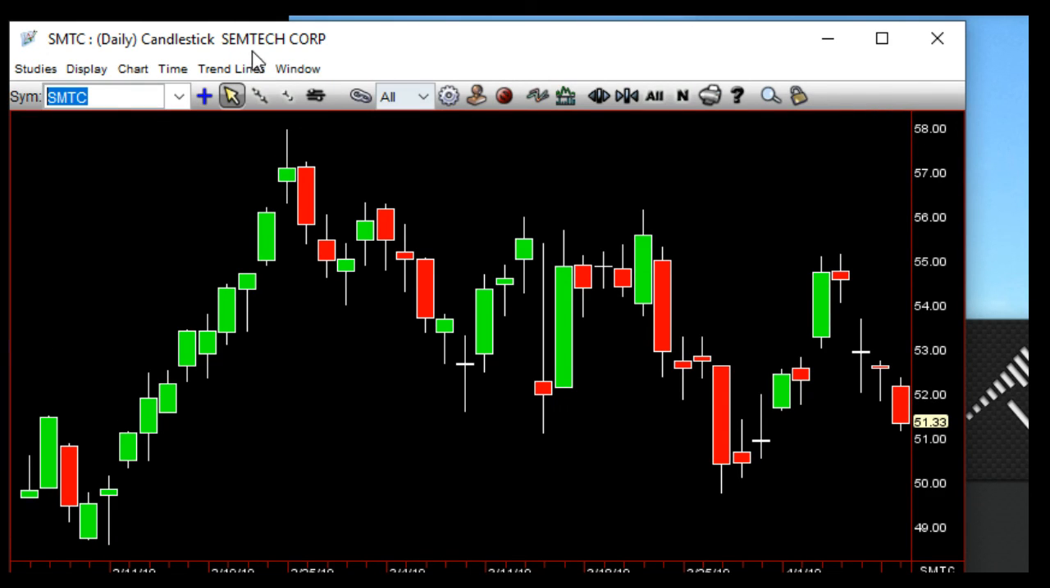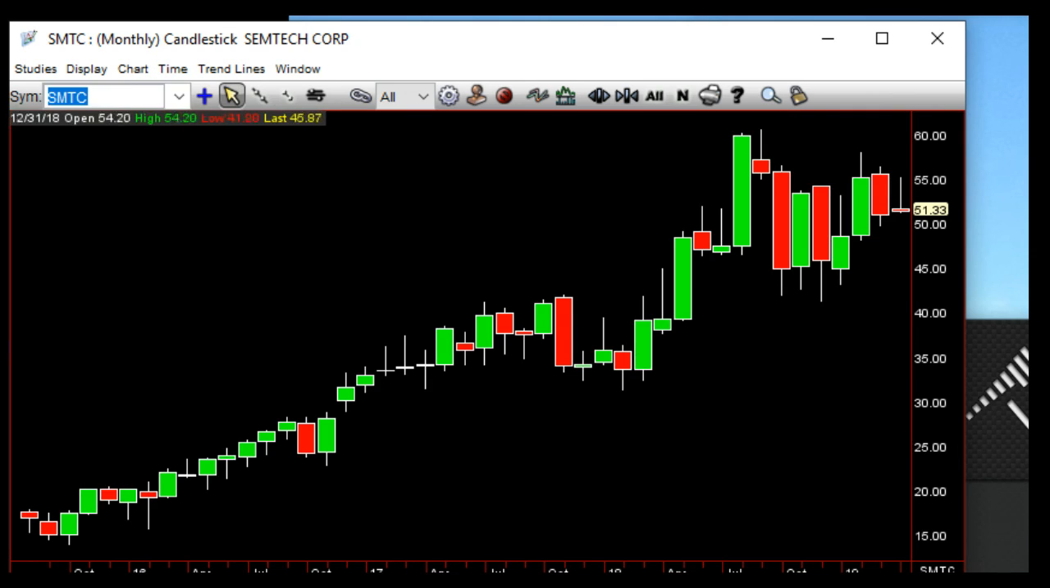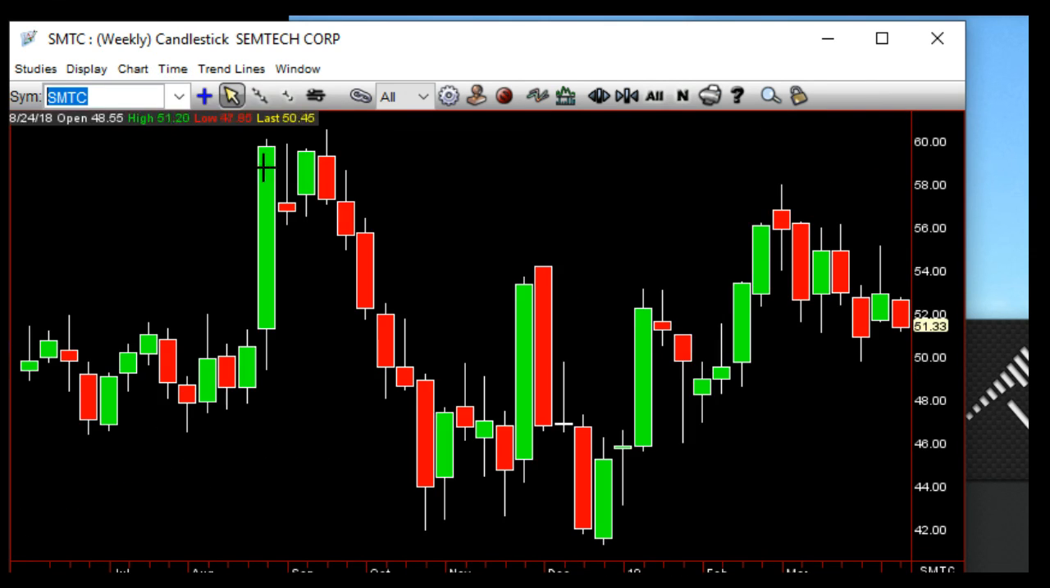And SMTC. SMTC doing this. Still inside month, but potential break of that. And here's what you want right on the weekly. Stop them out, hit them. All right, so here, Semtech below 51.62. And we'll stay on that.